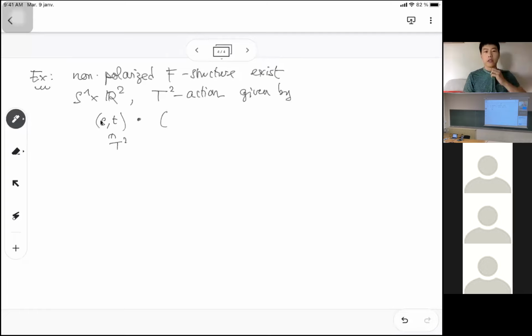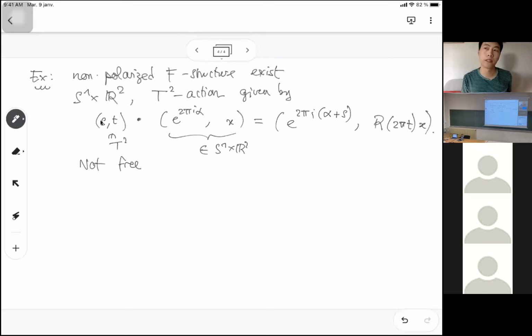And clearly, this is not a free action. In other words, it's not a polarized action. And we need to understand how to collapse this kind of metrics using this kind of actions. Right? Polarized.